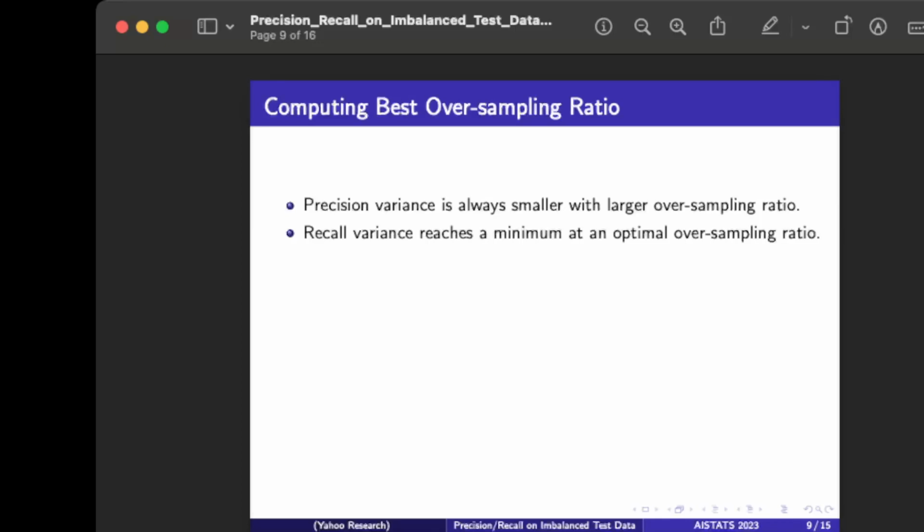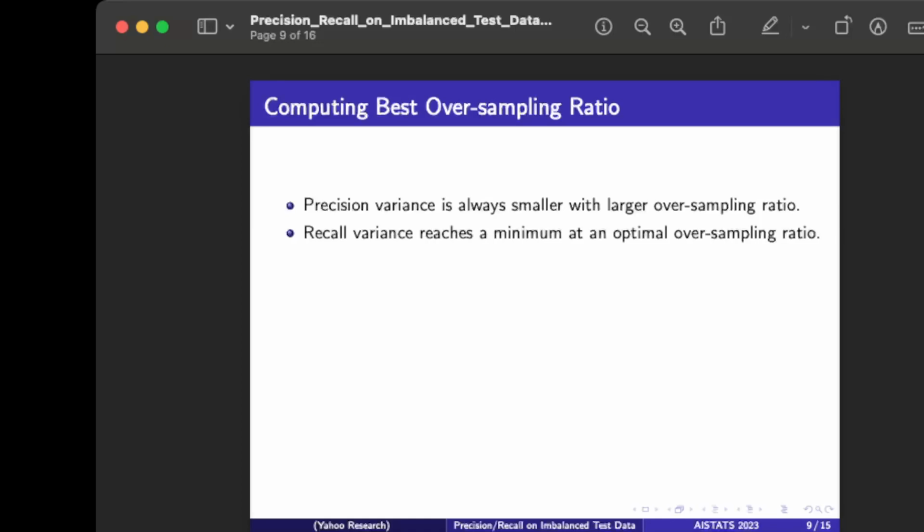From the plots, we see precision variance is always smaller with large oversampling ratio. But for recall, the variance reaches a minimum at an optimal oversampling ratio. Because recall is decided by a function of the ratio of true positive to false negative, the estimated recall's variance is decided by the trade-off of these two factors.